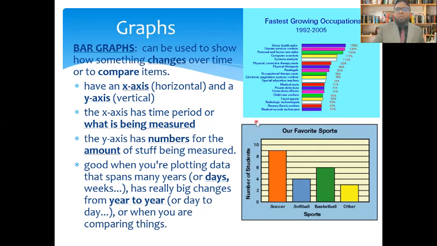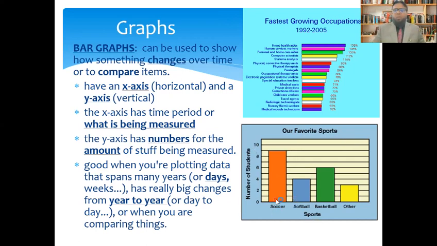And the lowest one, you can see here, is medical records technicians. So here we just plot the bar graph based on the percentage and their occupations. Now, another graph is given here: our favorite sports. Yes, number of students. And what are their sports?